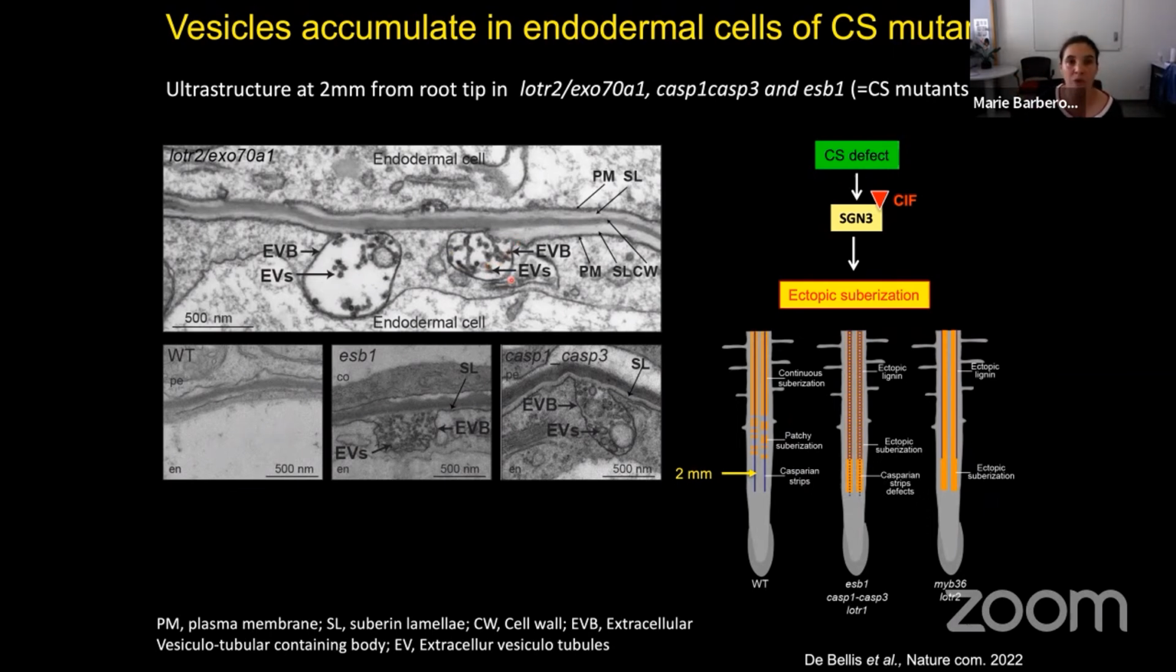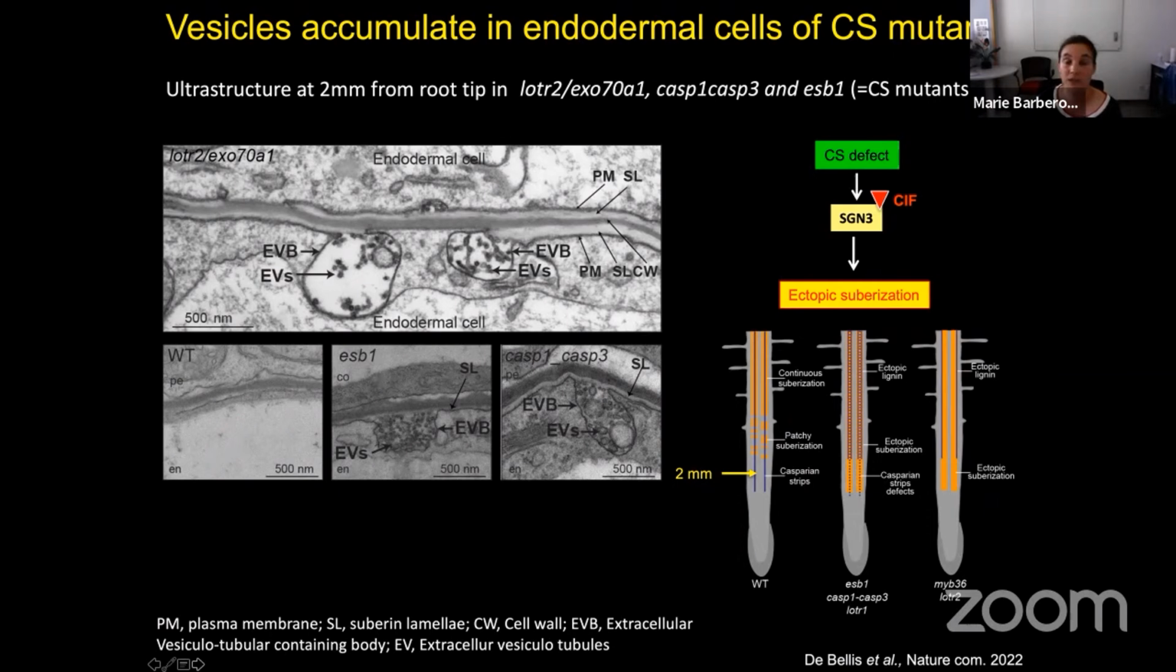We then tested that in other conditions, in wild-type plants, when suberization is also happening. We also have a stress where we can induce suberization, and we can again see these vesicles. So we could clearly demonstrate that these vesicles are constantly present in suberizing tissues.